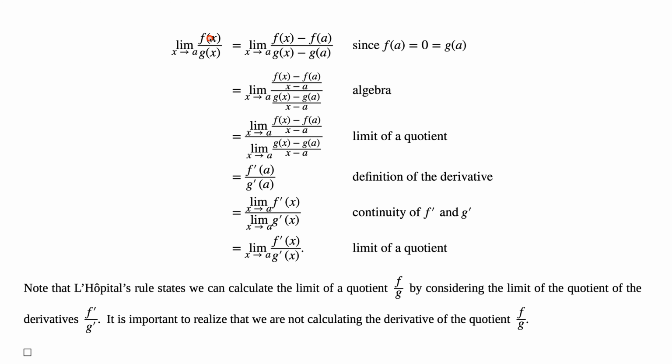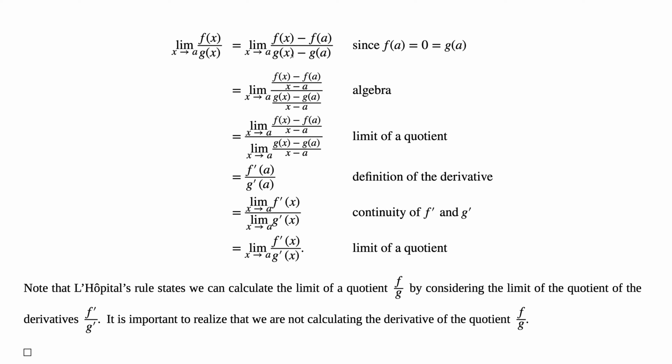First, in the numerator, let's add 0. We're adding 0 by subtracting f of a. F of a and g of a are each 0. So this is just adding 0. In the top, add 0, in the bottom, add 0. So this numerator is this numerator, and this denominator is this denominator.